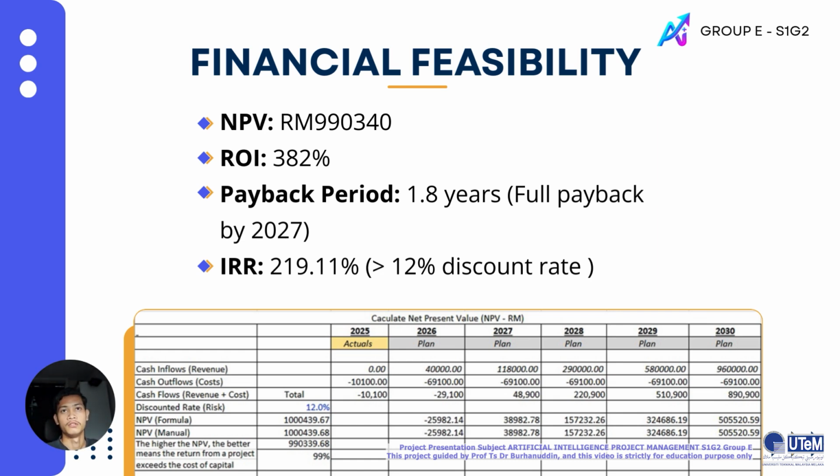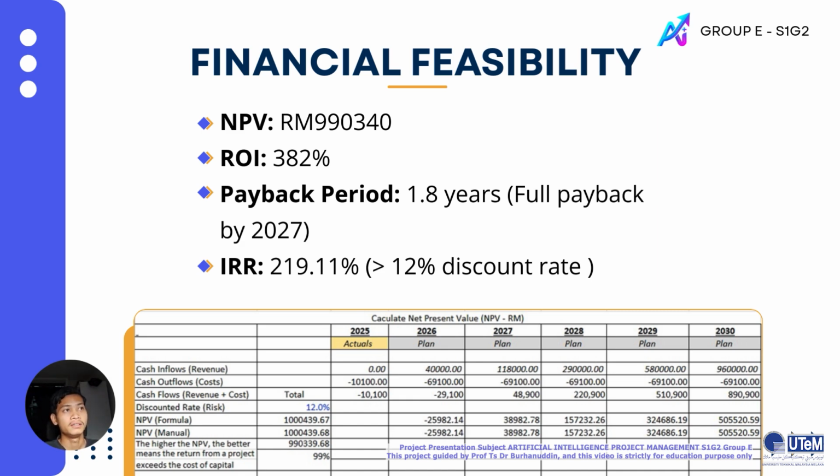Okay, so moving on to financial feasibility. Our NPV value is about 990k over a 6-year projection from 2025 until 2030. It's calculated using a 12% discount rate. This methodology accounts for the time value of money and project risk. So the positive NPV of 990k indicates that our discounted benefit exceeds the discounted cost of system maintenance and operations.